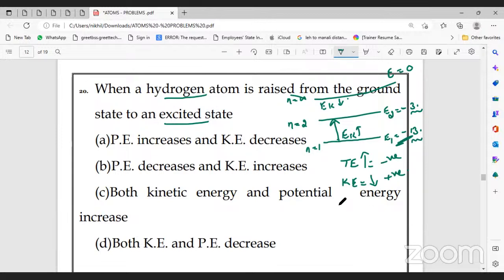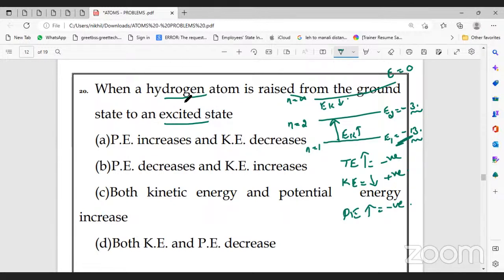But the total energy is not like that. Since the total energy goes with a negative value, total energy has to increase as the orbit number increases. And also, potential energy also increases because potential energy is also negative. Potential energy of the hydrogen atom is negative. Since the potential energy of the hydrogen atom is negative, as the orbit number n increases, the potential energy has to increase.